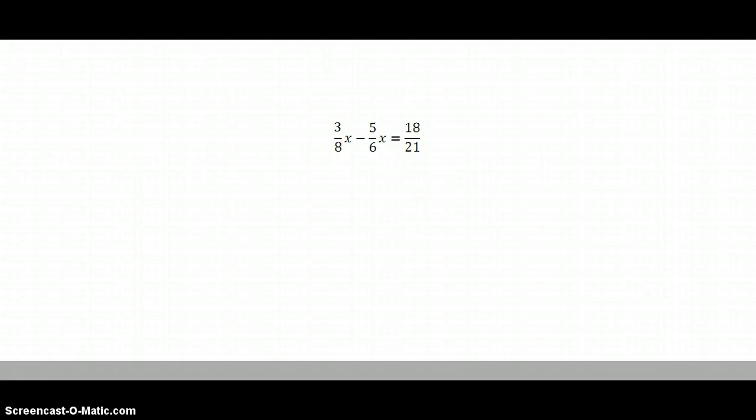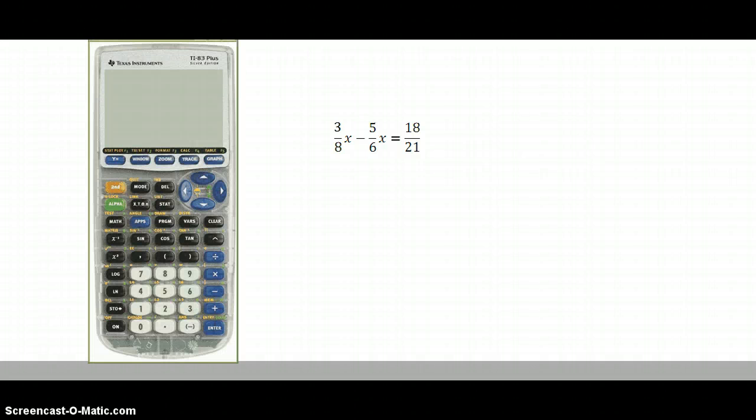We're going to take a look at 3/8 x minus 5/6 x equals 18 over 21. So we're going to look at solving this equation. We're going to take a look at actually using our calculator and how exactly we can input our fractions here into the calculator to make things a little bit easier. So if you have your TI 83 or 84, you could also do this on the Inspire.